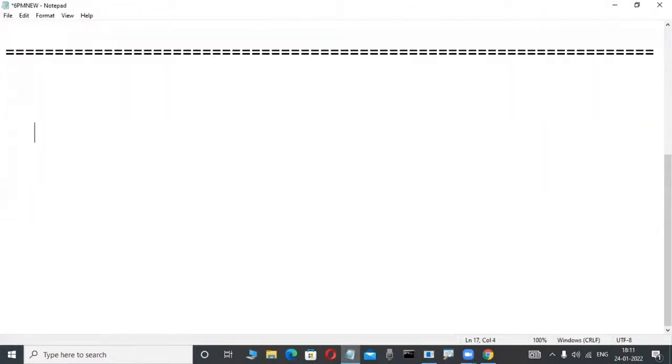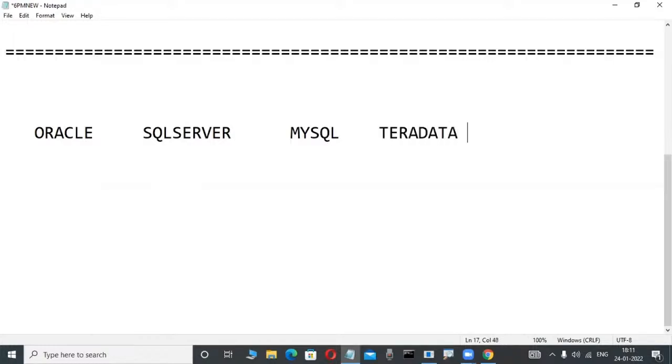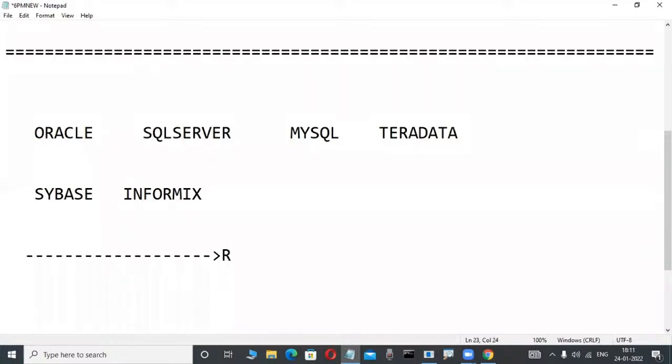Slowly observe here. This is a demo class, I'm telling something only. Oracle is a product from Oracle Corporation. SQL Server is a product from Microsoft. MySQL is an open source product, which is now also from Oracle. Teradata is a product from NCR Corporation. Sybase is a product from Ingres Software. Like this, so many products are there. All these products are relational databases, or all these products are implemented based on the relational data model.